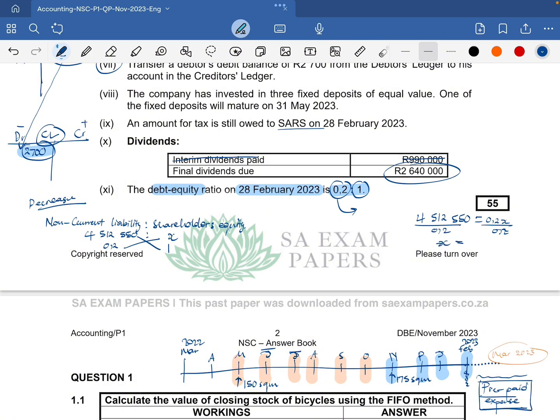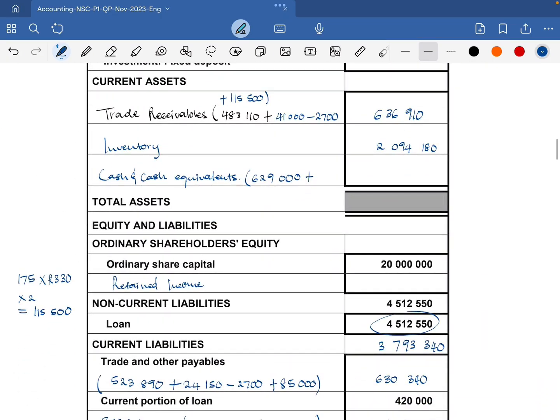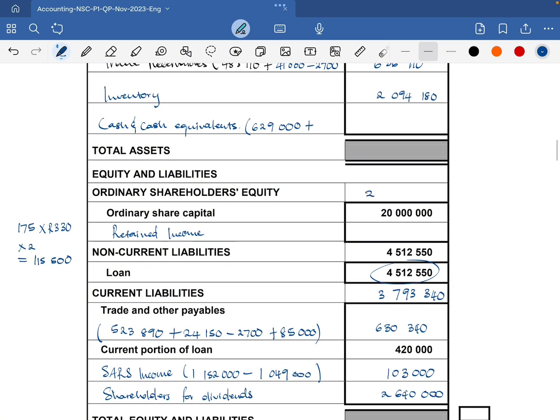Then x is equal to our shareholders equity, 4,512,550 divided by 0.2, and then that is 22,562,750. Right, let's look at our calculation. It's 22,562,750. Then our retained income is the balancing figure.